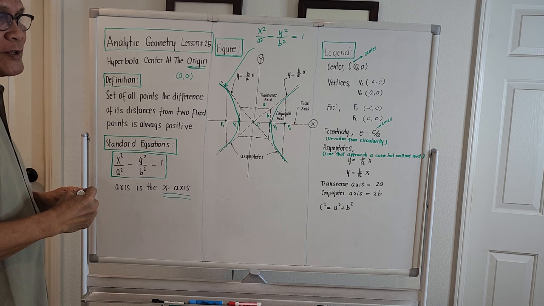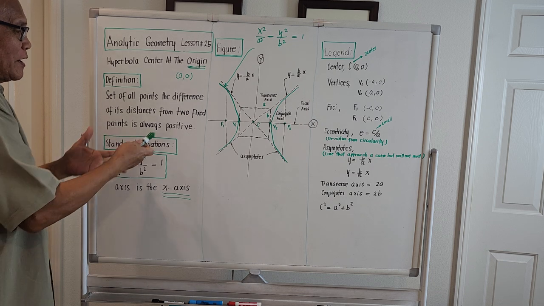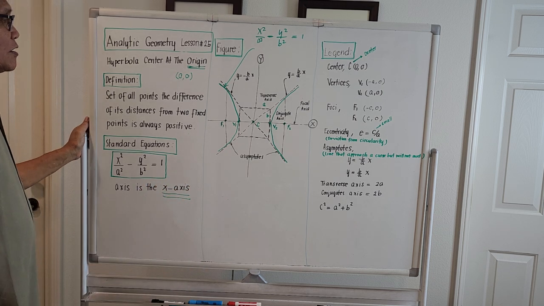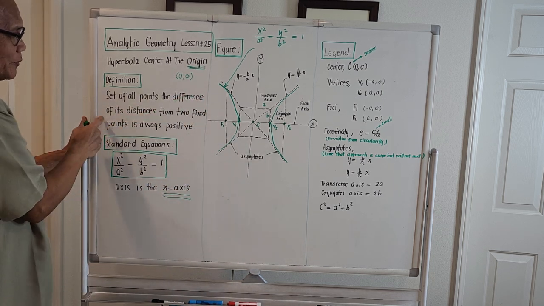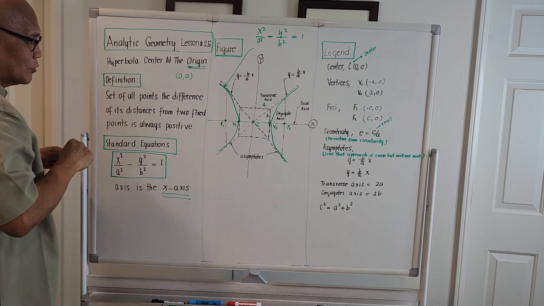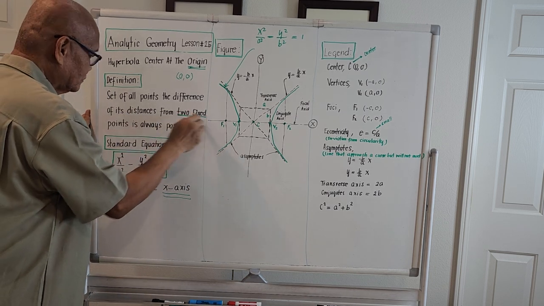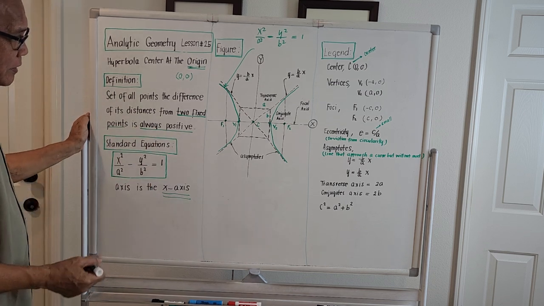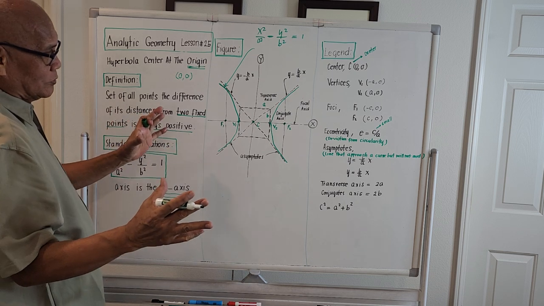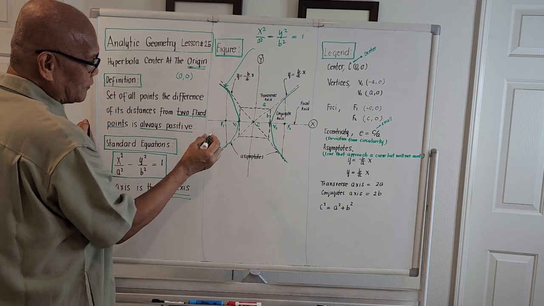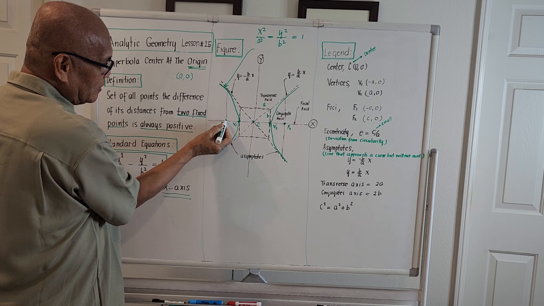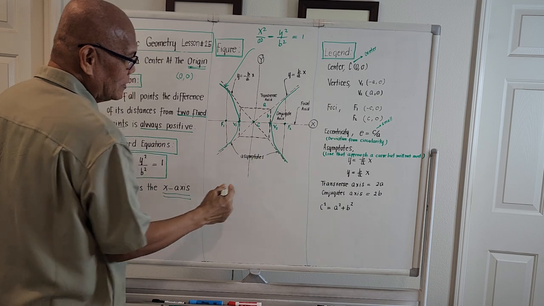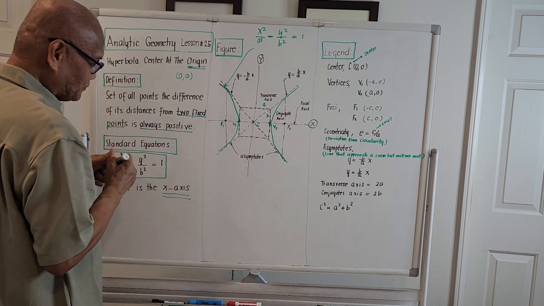Okay, let's try to define what a hyperbola is. I just wrote on the board the definition of a hyperbola. I will try to read it. The set of all points, the difference of its distances from 2 fixed points, is always positive. The 2 fixed points, if we look at the figure, are actually this one here: fixed point number 1, focus number 1, and focus number 2.